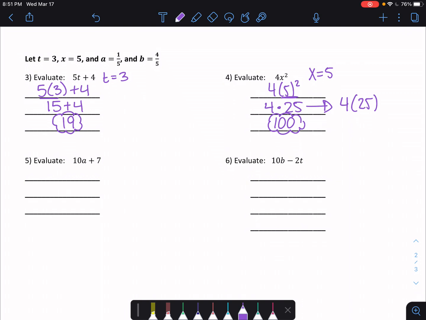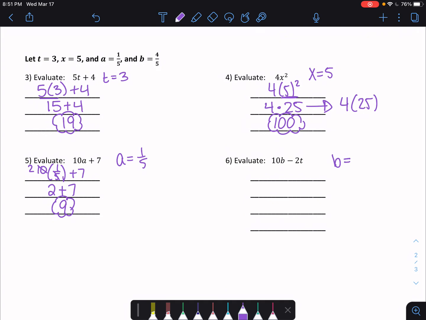Number 5, 10a plus 7 if a is 1/5. So I'm going to have 10 times 1 over 5 plus 7. So I'm going to cross cancel. So I get 2 plus 7 is 9.